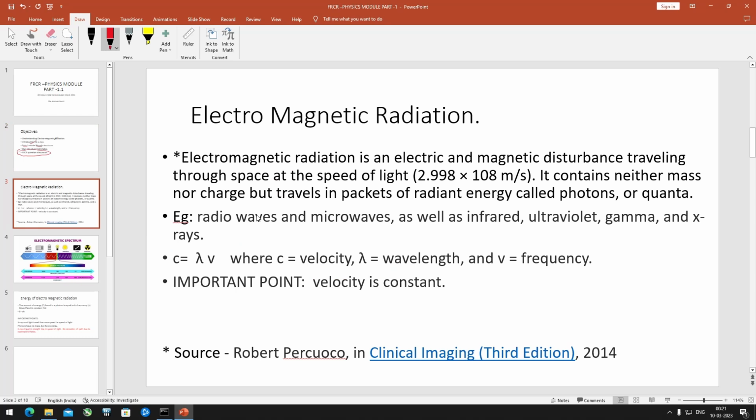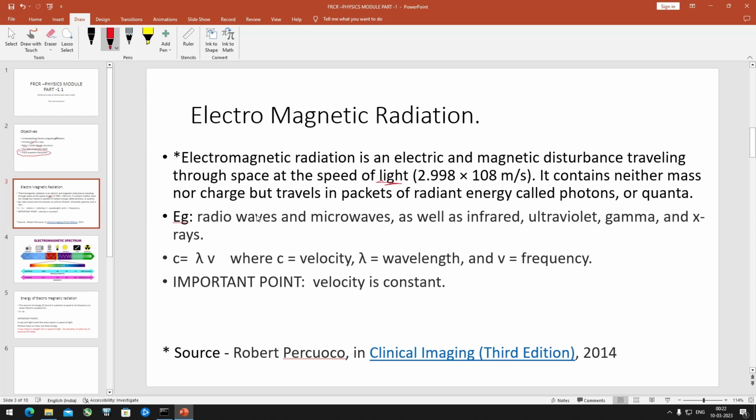So what do you mean by electromagnetic radiation? There are so many descriptions regarding electromagnetic radiation in almost all textbooks. One of the textbooks which I followed when I did my first year in radio diagnosis was Farr's, and we also had Christensen. They have given a very good explanation, but this is one of the best explanations I have come across after understanding the topic. Electromagnetic radiation can be explained as electric and magnetic disturbance traveling through space at the speed of light.